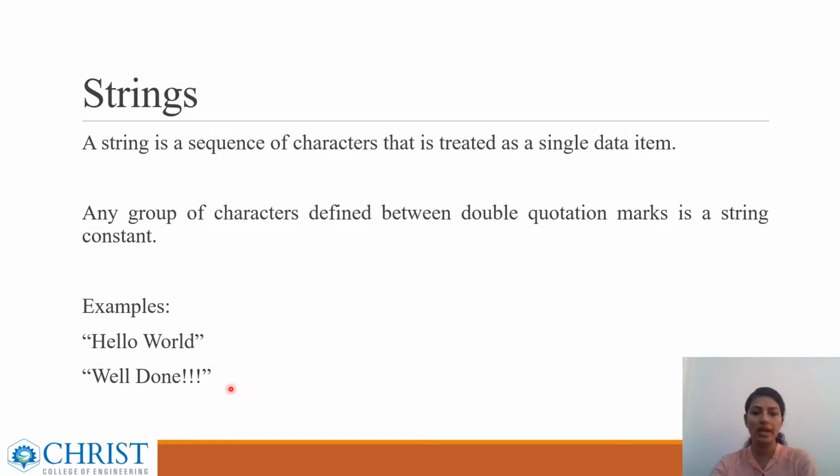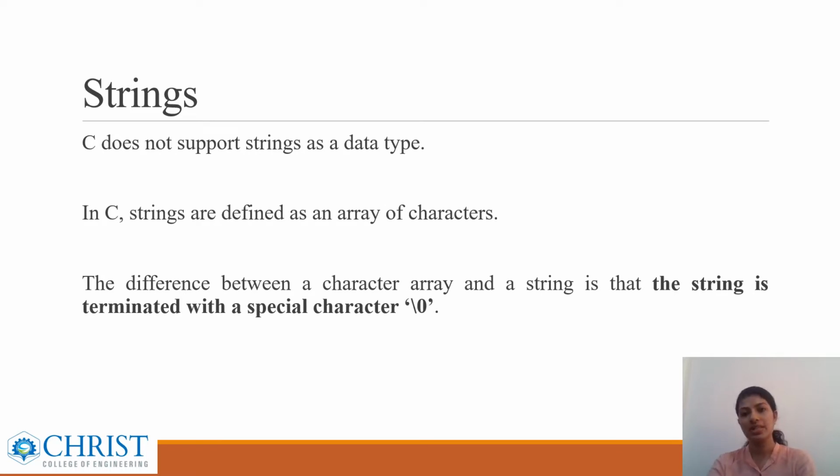Similarly, the next string is Well Done. The Well Done message is written between double quotation marks. That is another example of strings. In programming language C, strings are not supported as a data type. But we can do string operations in C using an array of characters. What makes a character array different from a string? The difference is a string will always be terminated using a special character, \0.